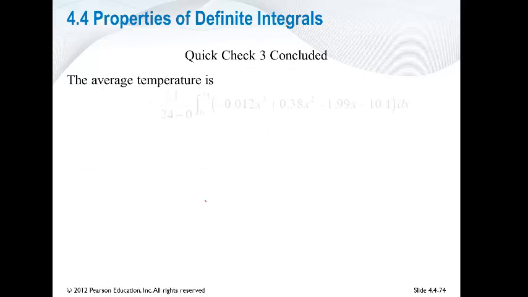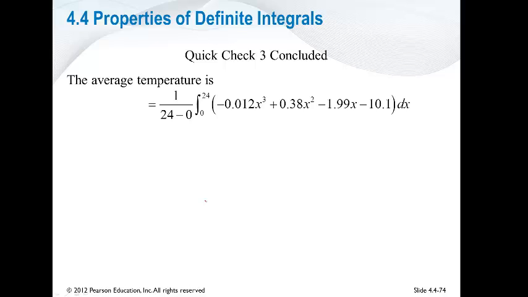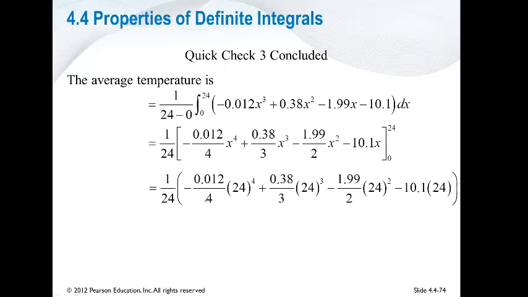The average temperature is 1 over 24 minus 0, and then the integral from 0 to 24 of the function that models the temperature in Fahrenheit. And then you need to do the simple calculations to get the final answer.